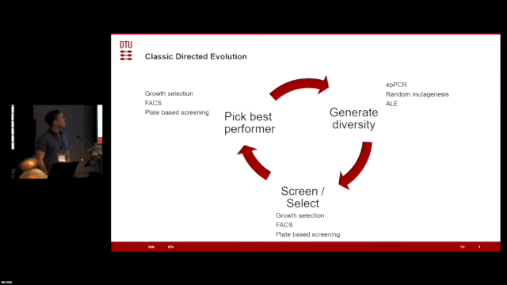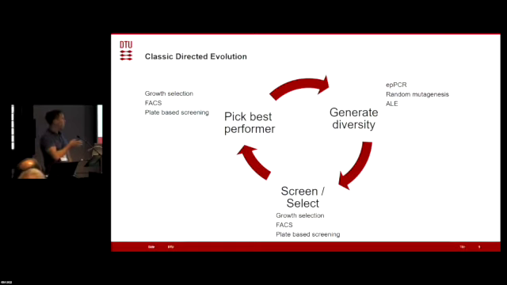And then there's the classic directed evolution methodology where you don't need to know how the protein is working. Instead, you just generate a bunch of diversity, either through random mutagenesis or error-prone PCR. I put ALE up there as well, which is adaptive laboratory evolution. ALE is all three of these steps looped into one thing. But broadly, they all work by just generating random diversity in the sequence.